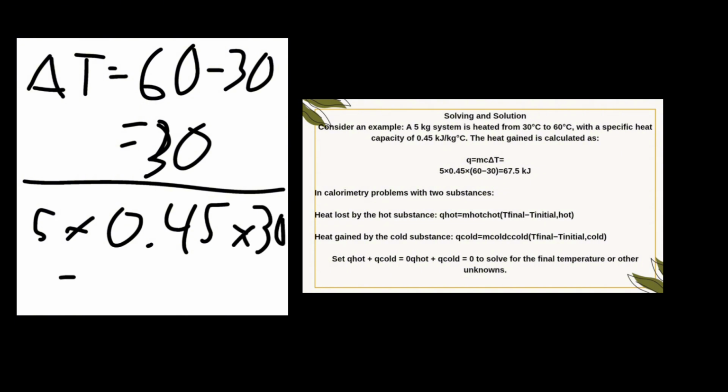Now we just have to substitute m, which is mass. We have 5 kilograms times c, which is 0.45, then times the 30 that we solved before, which is ΔT. All in all, we will get 67.5 kilojoules.